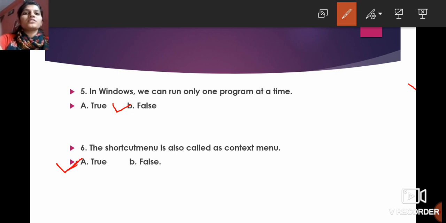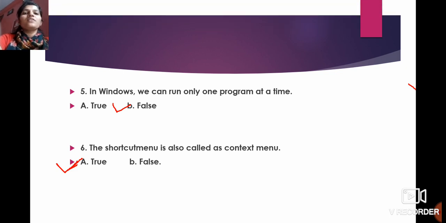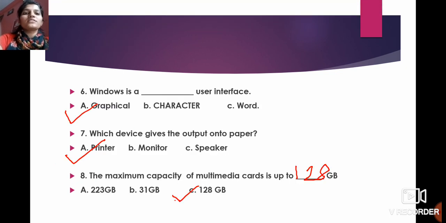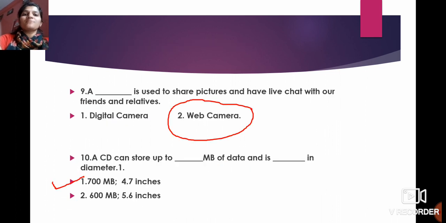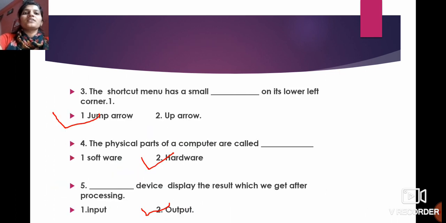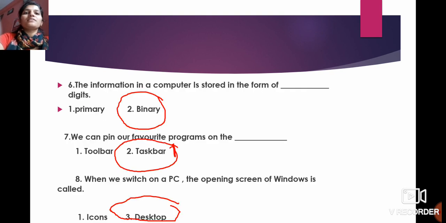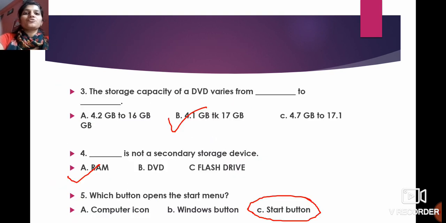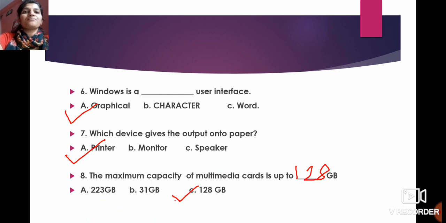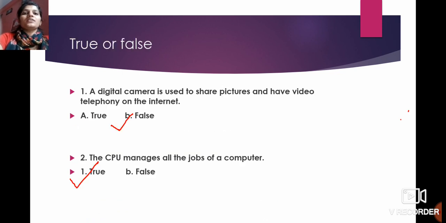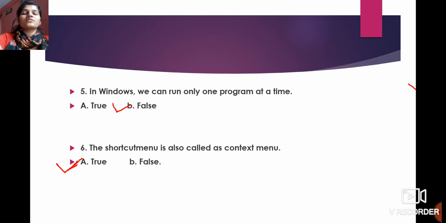So students, this was all about today's session. We have solved the 6 true or false, then 8 MCQs, that is multiple choice questions, and we have solved 10 fill in the blanks. So 10 fill in the blanks were there, multiple choice questions 8. So 10 plus 8, 18, and the true or false were 6. So 18 plus 6, 24. So out of 24, how many points have you got?